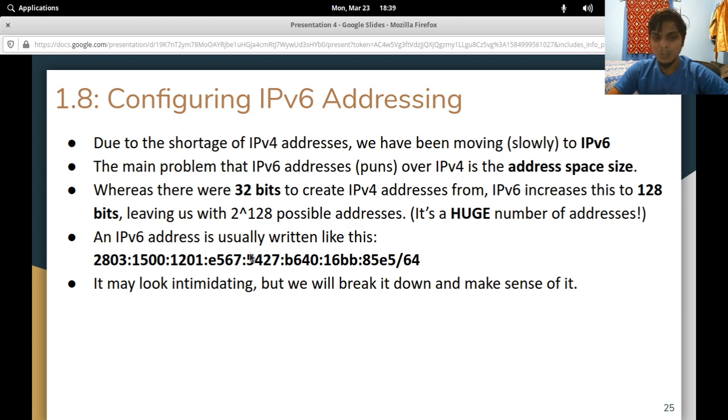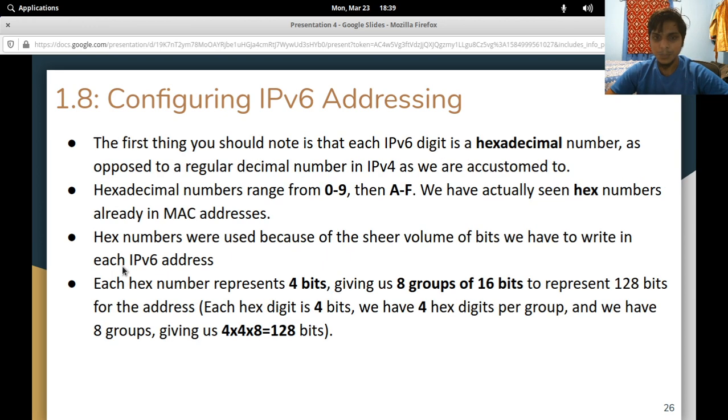And remember, the whole point is that you represent fewer bits with a decimal digit than with a hexadecimal digit. So hexadecimal digits allow us to represent more bits, and because of that, they go into more values. Hexadecimal digits range from 0 to 9, just like normal decimal numbers, but then they can also go up from A to F. So you can go 0, 1, 2, 3, 4, 5, 6, 7, 8, 9, and then A, B, C, D, E, and E is a valid hexadecimal digit, all the way to F. We have actually seen hex numbers in MAC addresses. Those same digits that we had in MAC addresses, now we have them in IPv6 addresses as well.